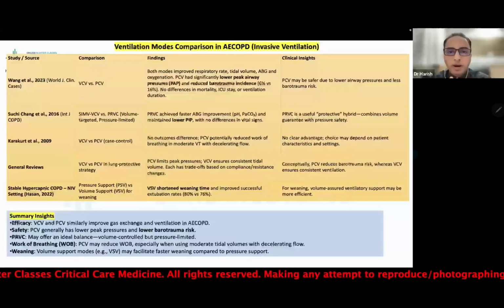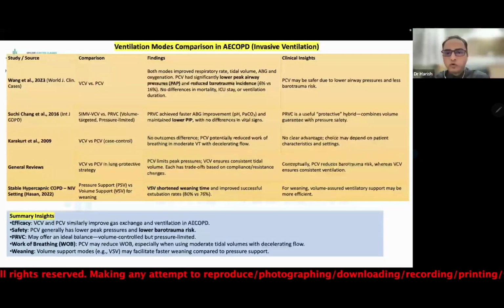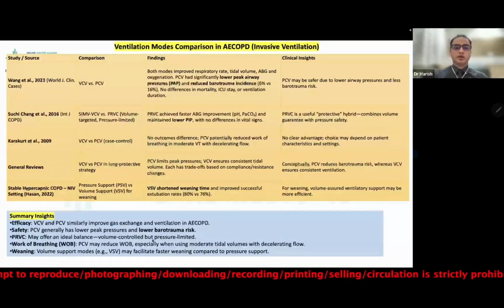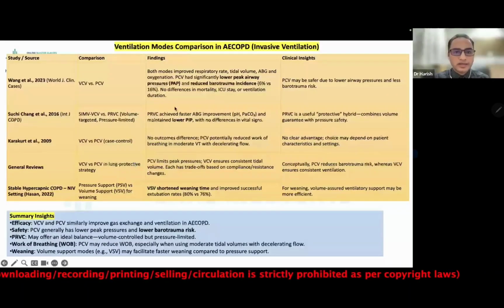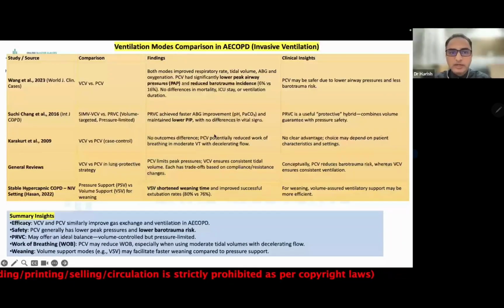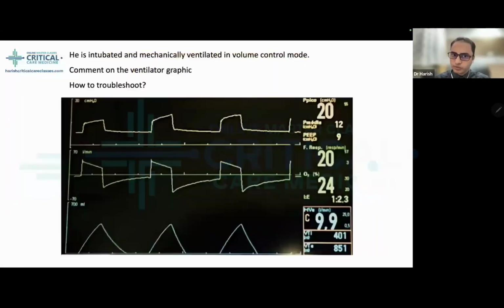But in terms of overall mortality, either pressure control or volume control both have equal weightage. That should be your answer. But you just go through some of the important highlights in terms of different modes of ventilation in acute exacerbation of COPD. Okay, so this is the table of the landmark trials, which you can go through in ventilating the acute exacerbation of COPD patient.